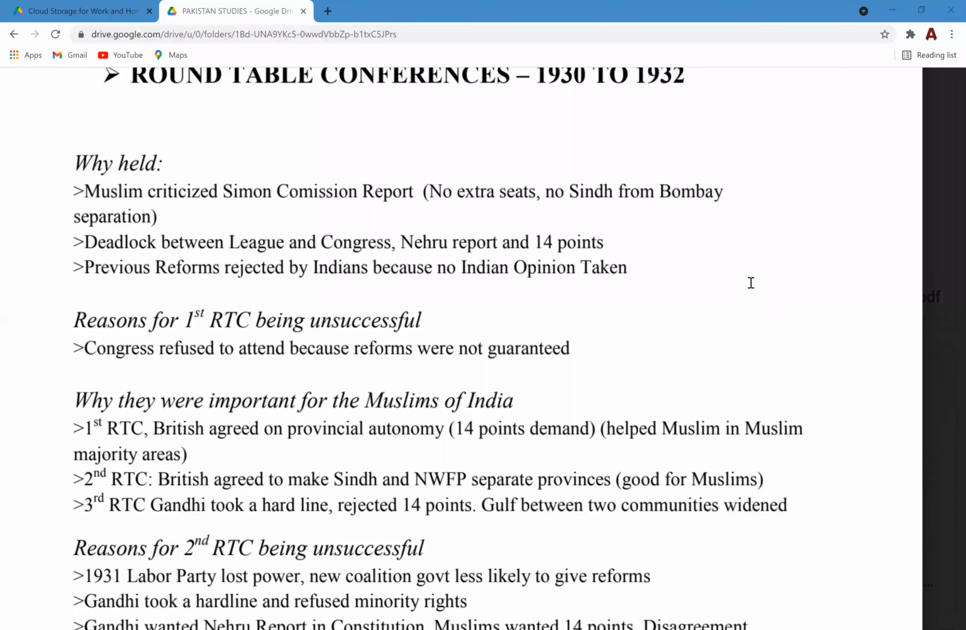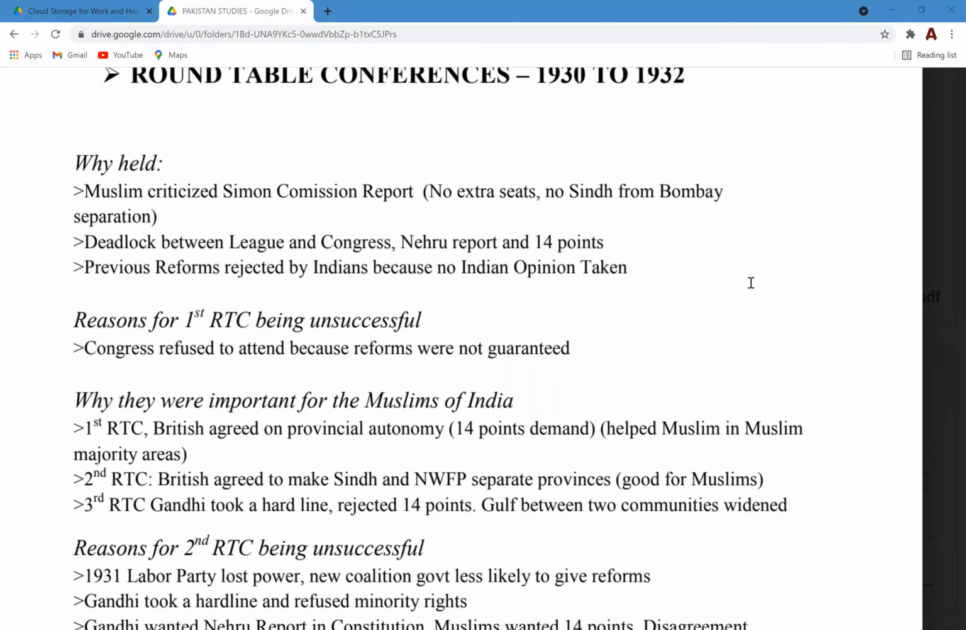Indians in particular had been rejecting all these previous reforms. If you remember, the Morley-Minto reforms of 1909 were also rejected. The Montagu-Chelmsford reforms of 1919 were rejected. The Simon Commission of 1927 was rejected. So all of these reforms were being continuously rejected by the Indians, and the British thought that they weren't able to make any progress. And in order to do that, they wanted the Indians to come together at a table and talk about their problems. This is why these roundtable conferences were held.